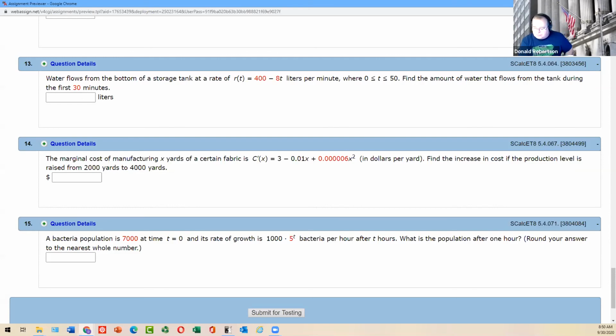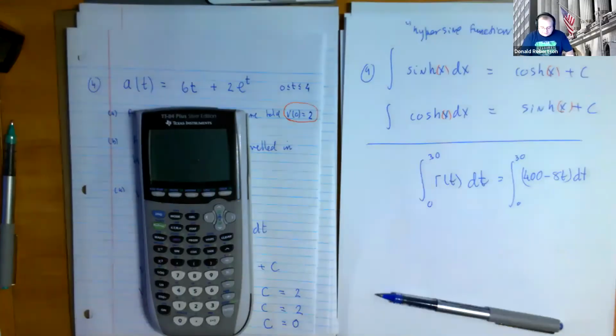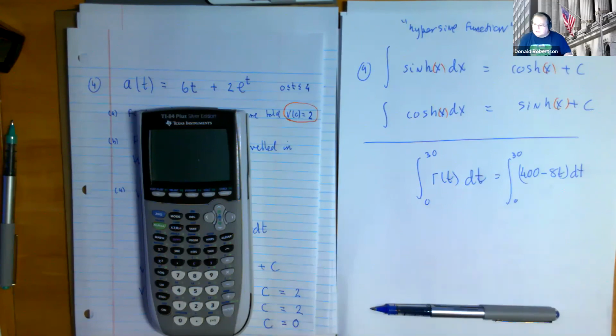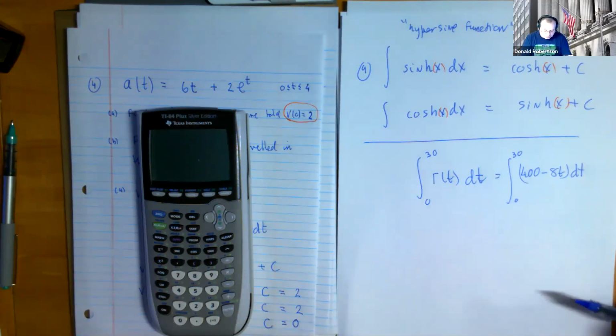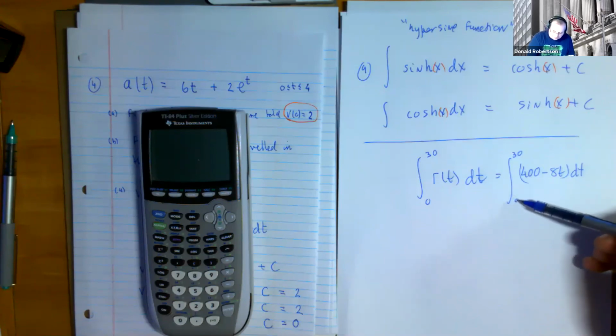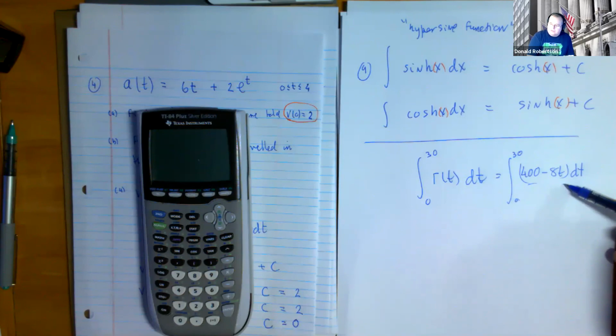Right, let's show you what that looks like. So in this question, what you're being told is that water is coming out of a tank at the rate of 400 take away 8t. And you're being asked how much water is spewed out of the tank in the first 30 seconds, I think it is, 0 to 30 of the rate function.